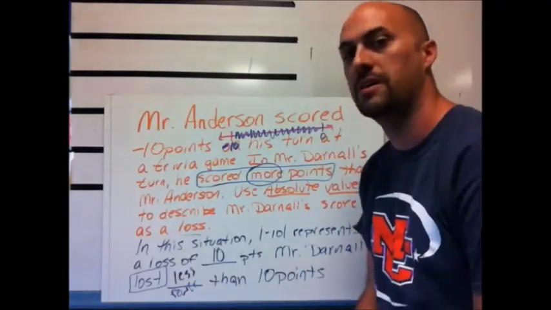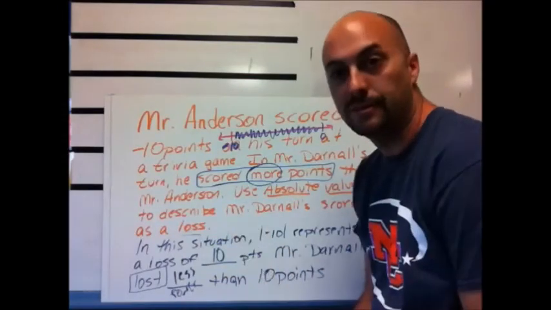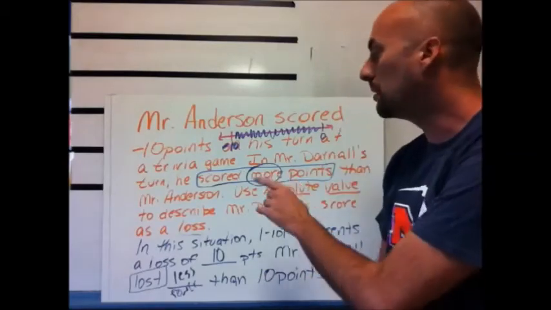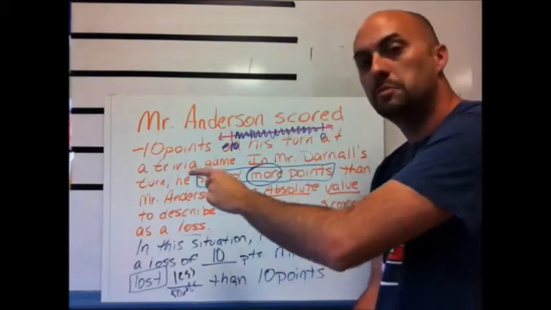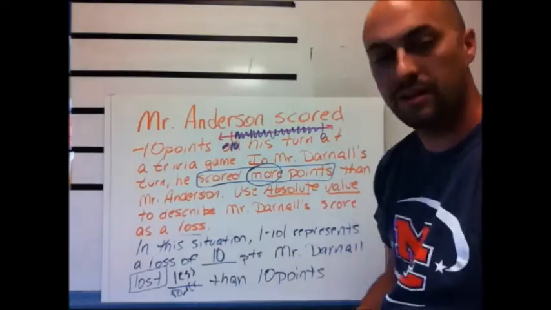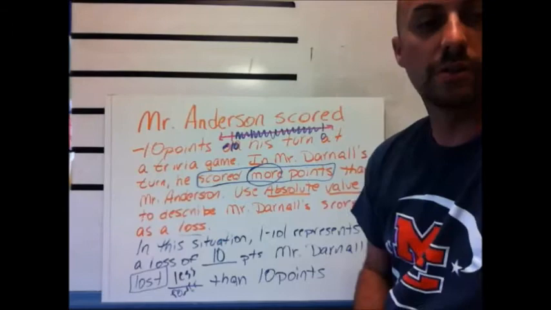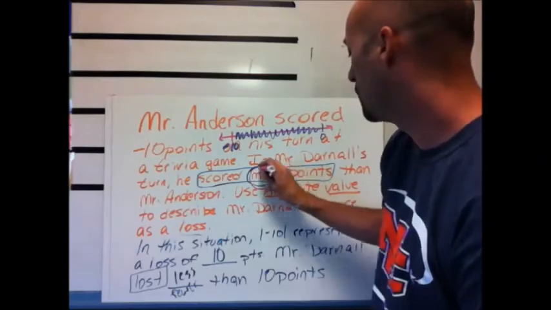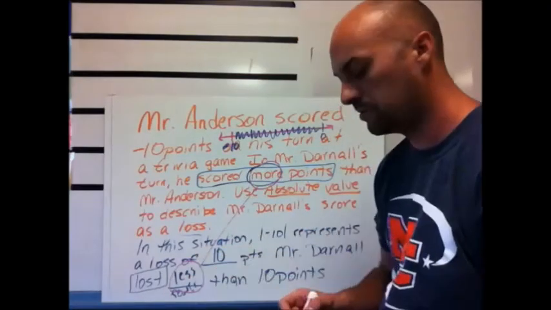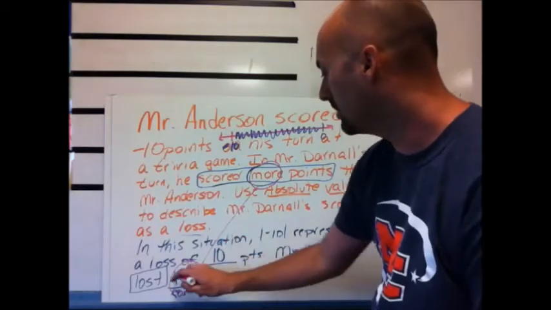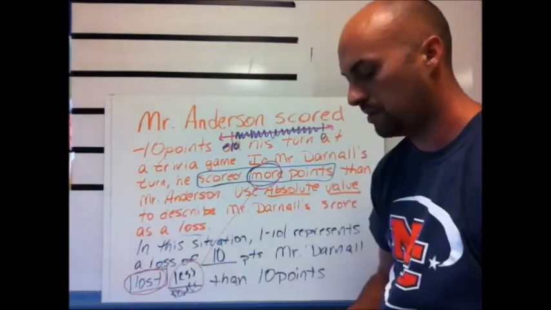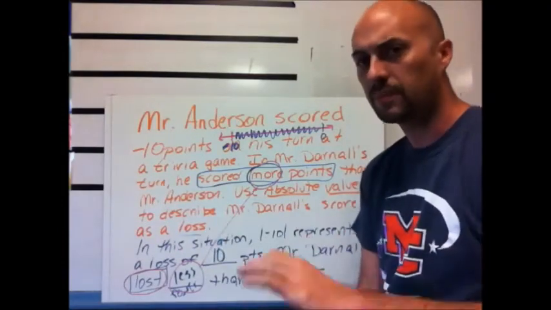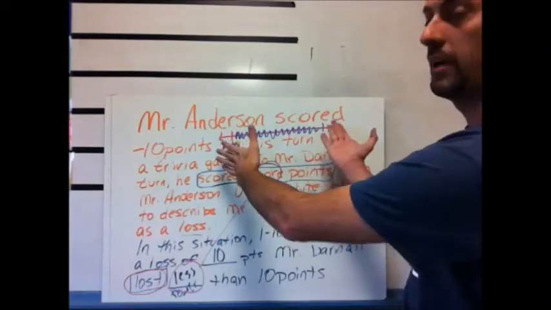I scored more points than Mr. Anderson. I unfortunately still had a loss on the trivia game. Not good, Mr. Darnall. Should have done better than that. But I did better than the other person. I didn't lose as many, so I lost fewer points. I know it can be a little confusing: here I have the word more, and here I'm using the word fewer. But notice that we changed how we were comparing it. We're talking about losing points, so a number line gives us that visualization.